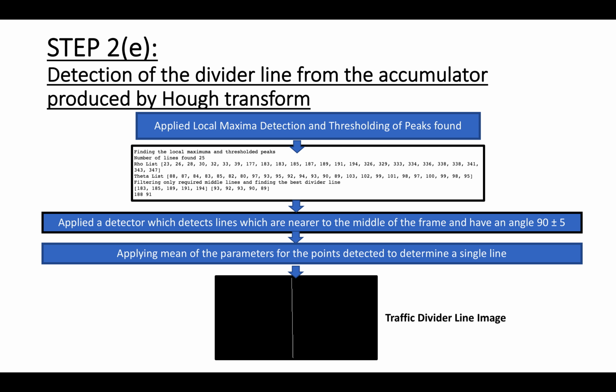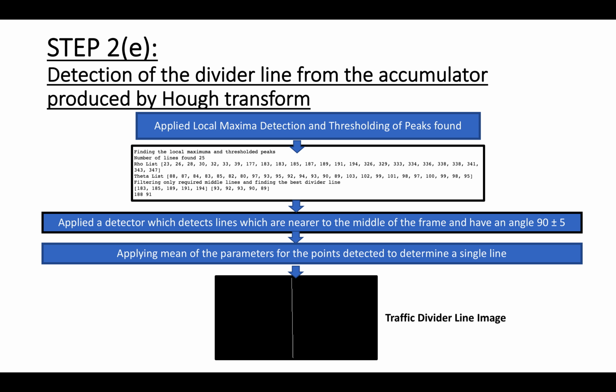This is how we could actually get the divider line from the accumulator space or the Hough space. I applied a local maximum detection. I tried to pick up the pixels which had a greater intensity value than all of their neighborhood, and then thresholding those intensity values was very important. I got a result of around 25 lines, and these 25 lines consisted of all the road dividers in the middle and the two margin lines on either side of the road.